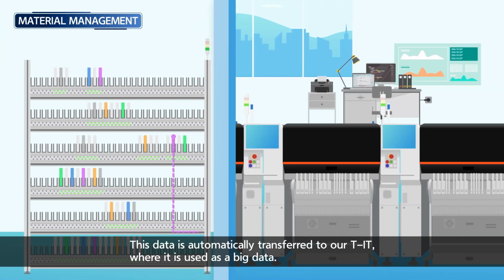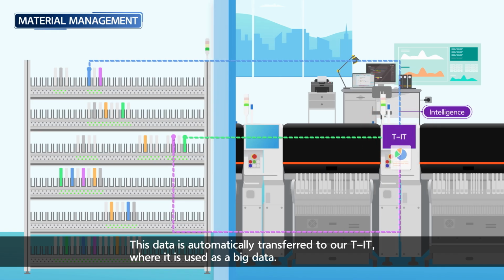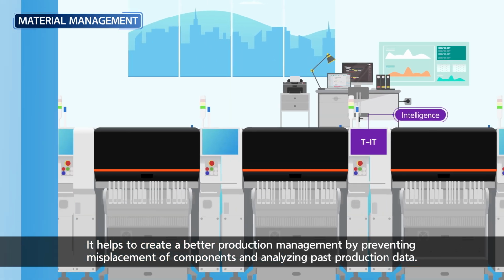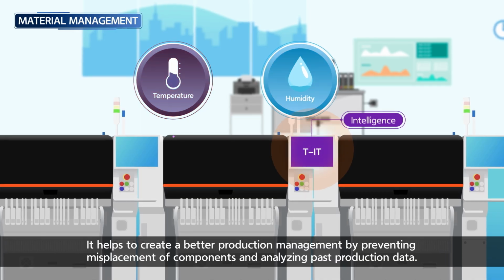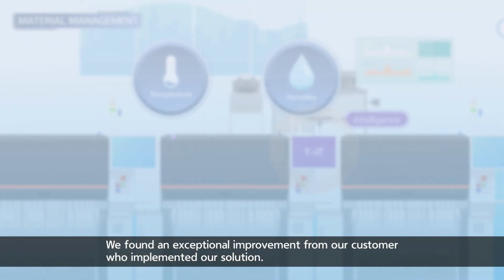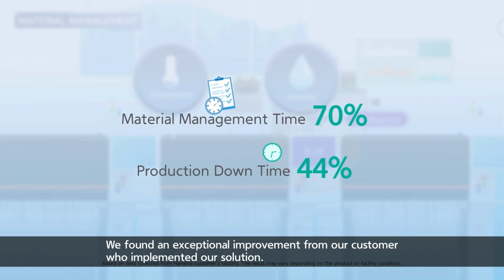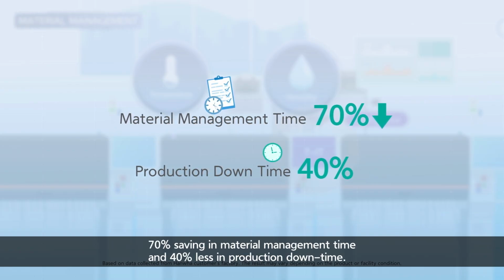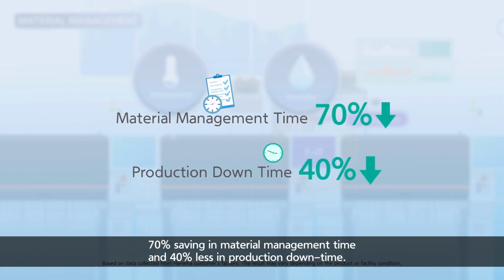This data is automatically transferred to our TIT, where it is used as big data. It helps to create better production management by preventing misplacement of components and analyzing past production data. We found an exceptional improvement from our customers who implemented our solution. 70% savings in material management time and 40% less in production downtime.